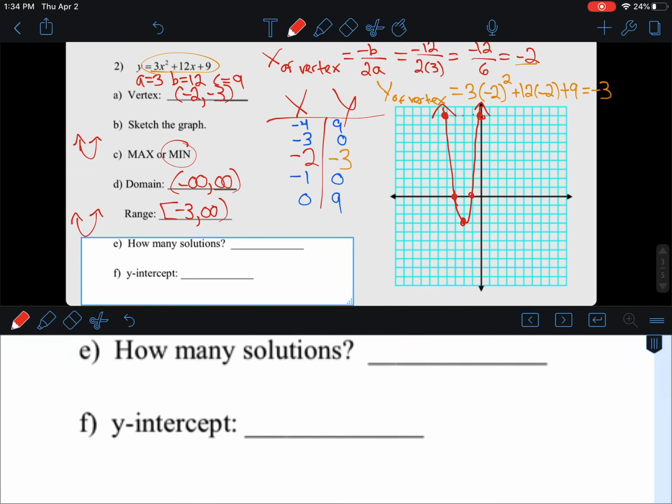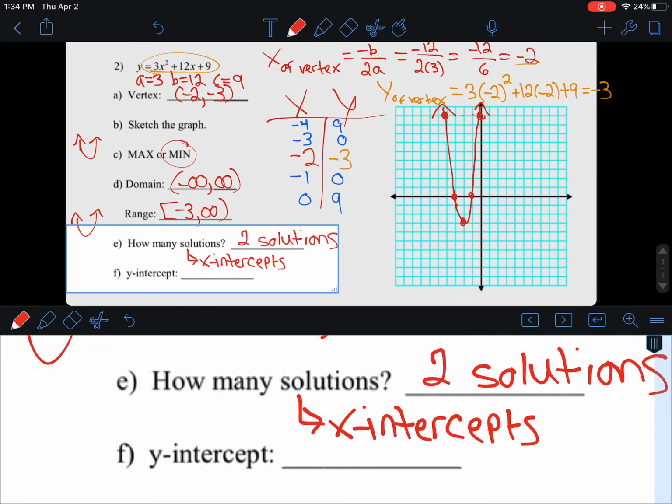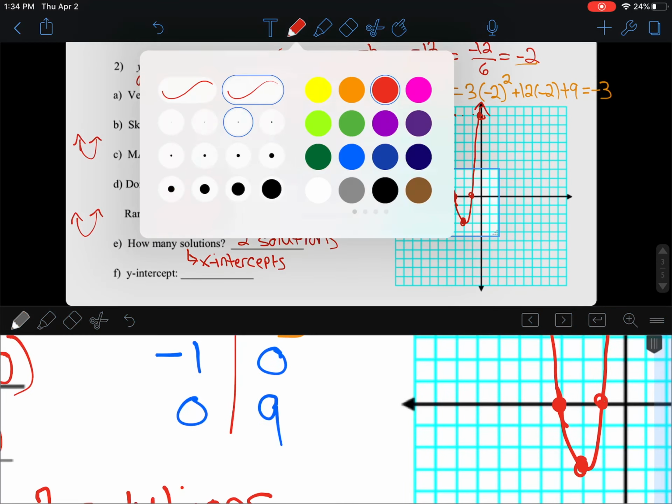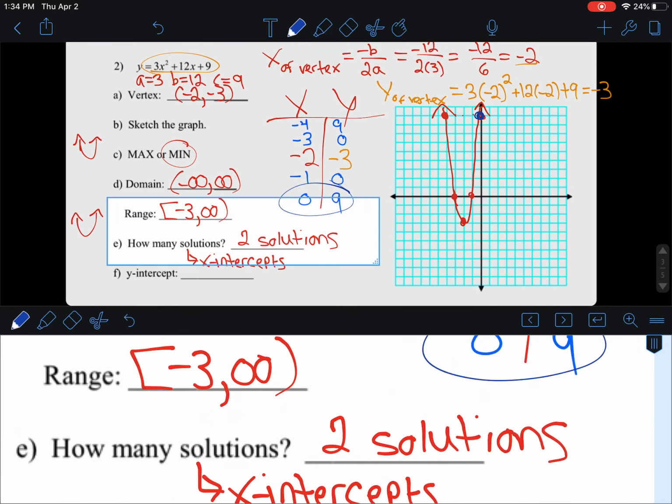How many solutions are there? In other words, how many x-intercepts are there? How many x-intercepts are there in this example? Well, there are 2. So there are 2 solutions, or 2 x-intercepts. And in this case, the y-intercept ends up being okay because it shows up in my graph and my table. It shows up in a lot of spots.